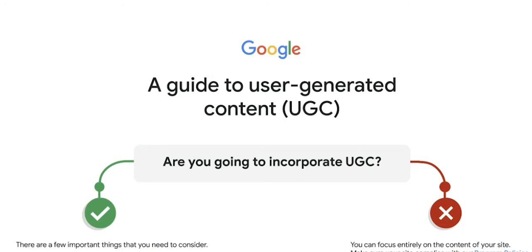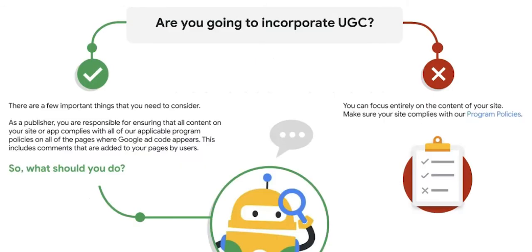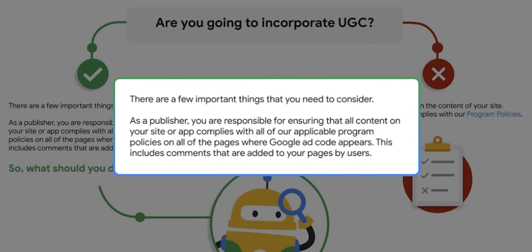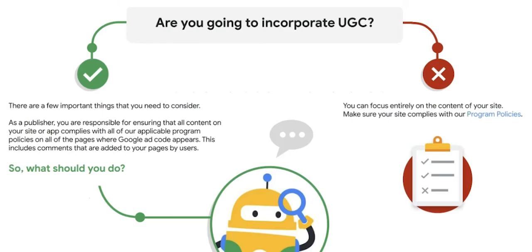To help publishers better understand user-generated content and improve its management, Google has published an infographic and troubleshooter for publishers to use as references. You can check out the links to the infographic and the troubleshooter in the description box below. In this infographic, publishers that decide to enable user-generated content are reminded that UGCs must comply with applicable program policies, along with different suggestions on how to manage UGCs categorized in two different sections.